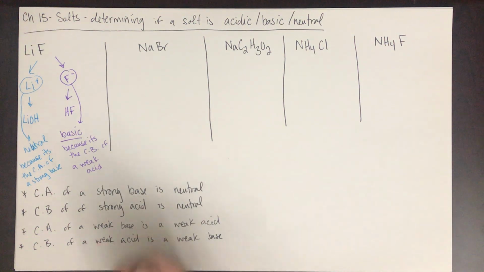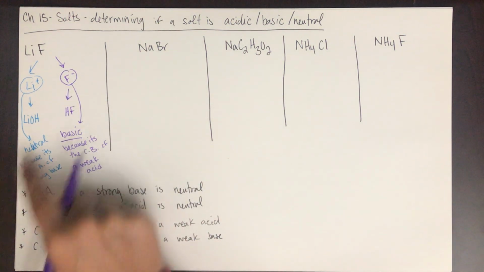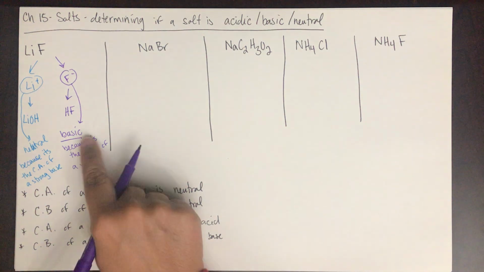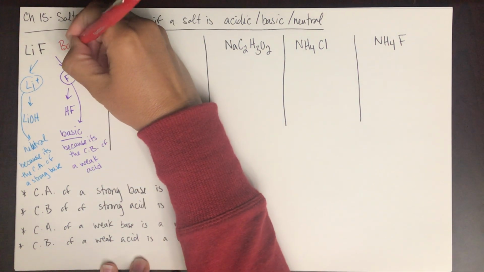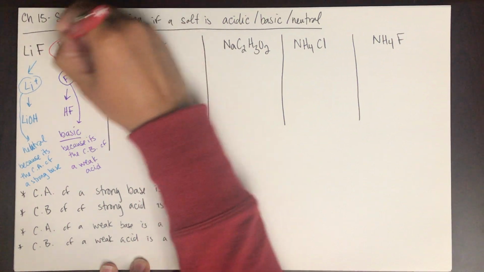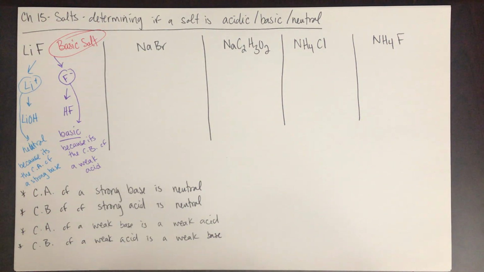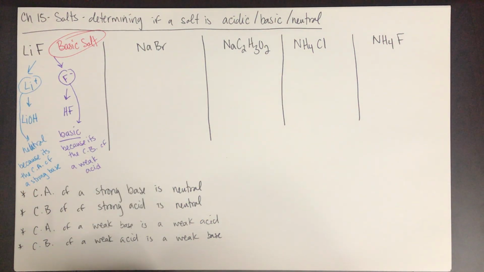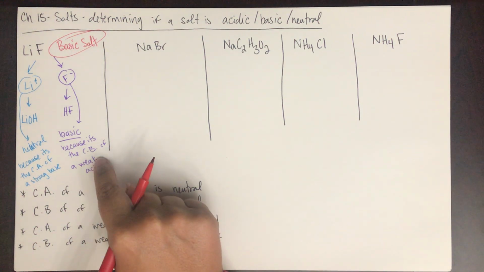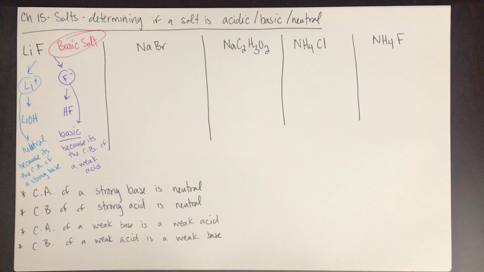So if I ask you if lithium fluoride is acidic, basic, or neutral, you would look at the lithium ion and the fluoride ion, and determine that the lithium ion is neutral and the fluoride ion is basic, which means lithium fluoride is a basic salt. Lithium fluoride is a basic salt because when you put it in water and the lithium and the fluoride ionize, the fluoride ion acts like a base because it's the conjugate base of a weak acid.